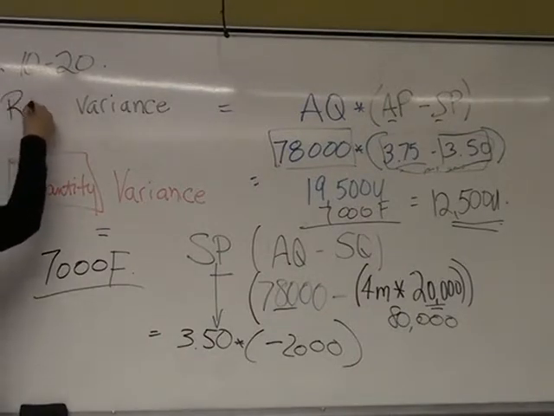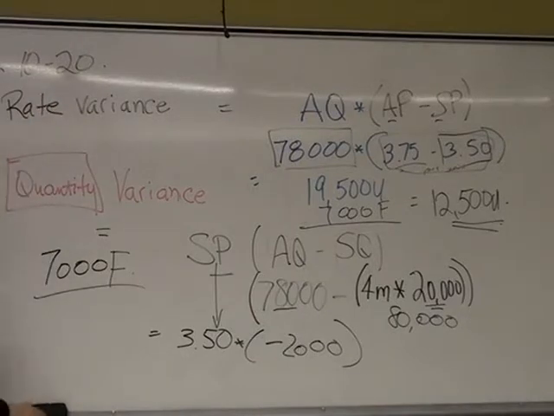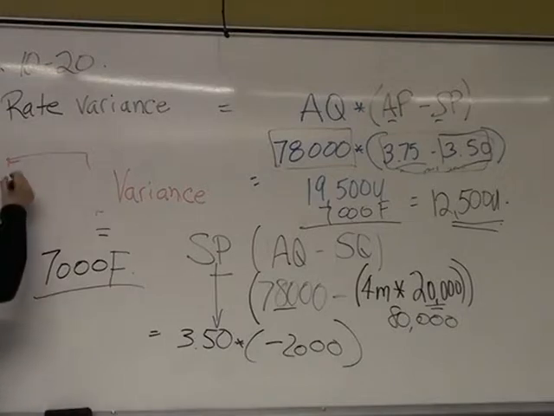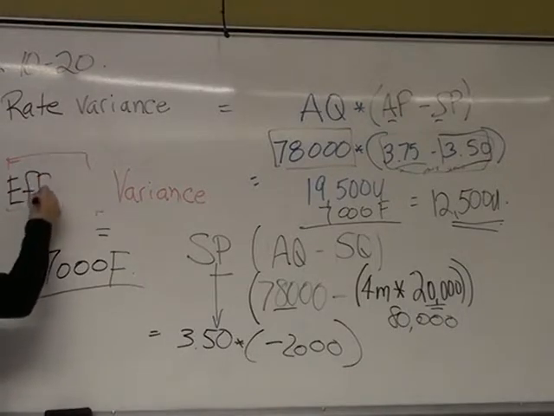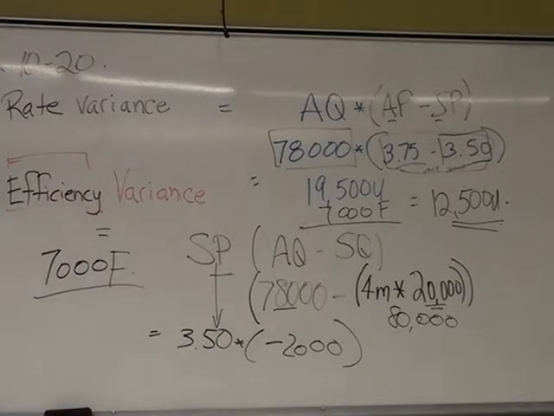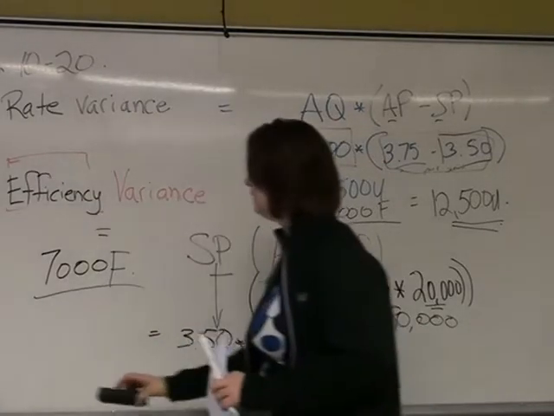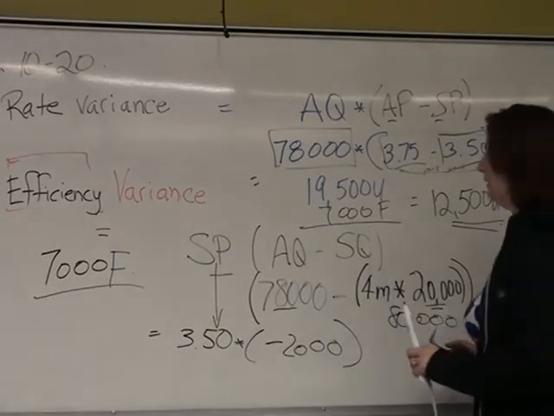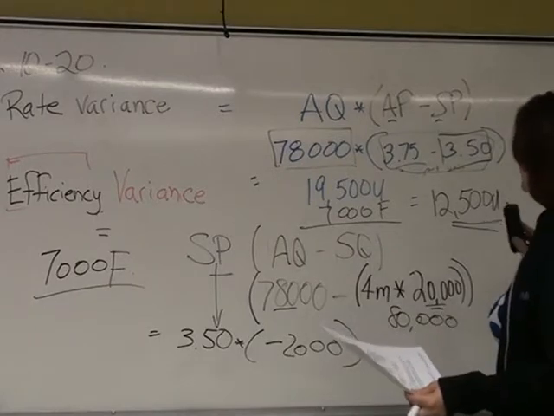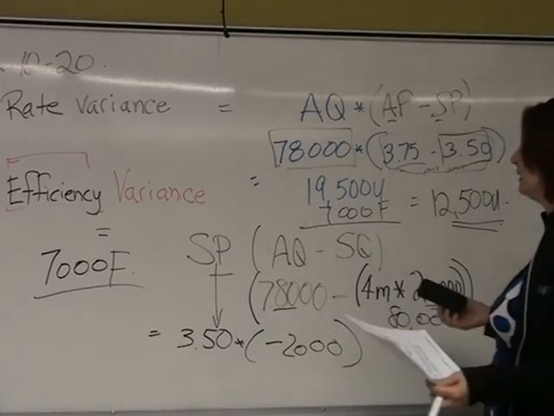Rate. And what is this called when we're talking about labor? Efficiency. And to be honest with you, the names are not as important to me as the fact that you do the right things. So if you happened to call this the price variance for direct labor, I'd be fine if you do the question correct. Same thing with the efficiency variance, although the names are on the back. But again, it's not the key part of the question.